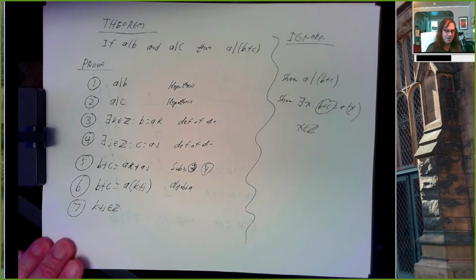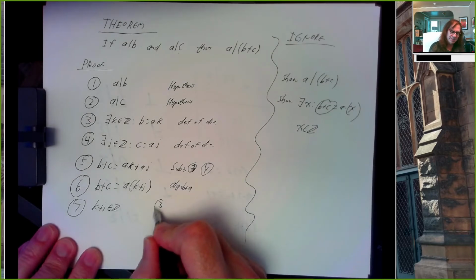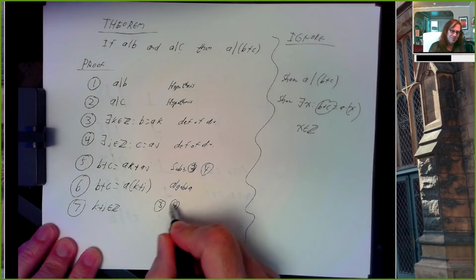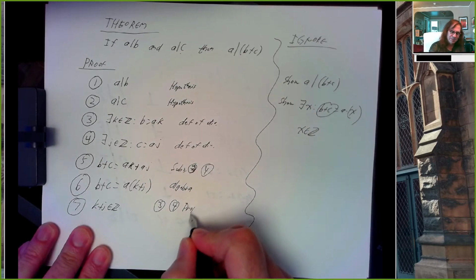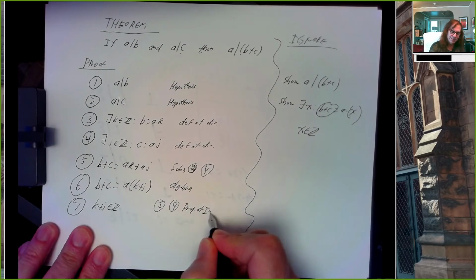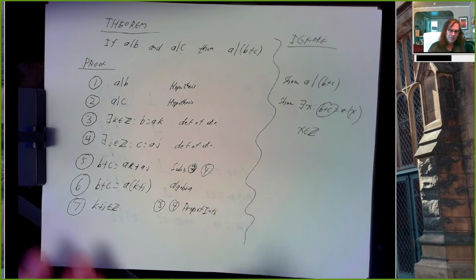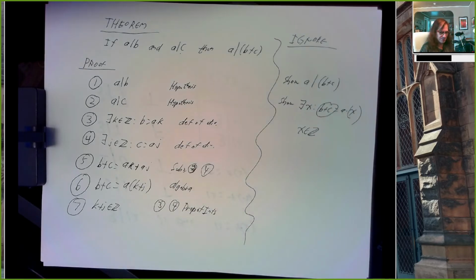Now how do we know that? Well, we know from statement 3 that K is an integer, and we know from statement 4 that J is an integer, and I'm just going to say properties of integers. So what kinds of properties of integers can we use? Well, the fact that adding, subtracting, multiplying integers always gives you an integer. Those are safe to use.